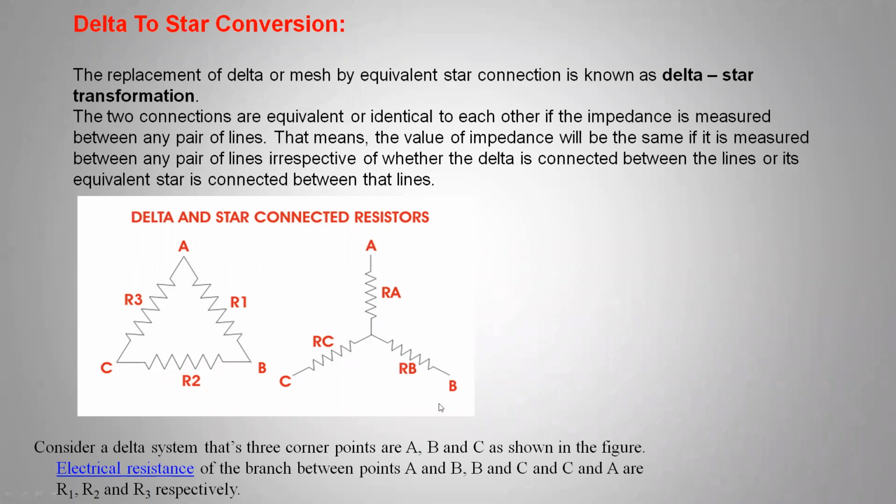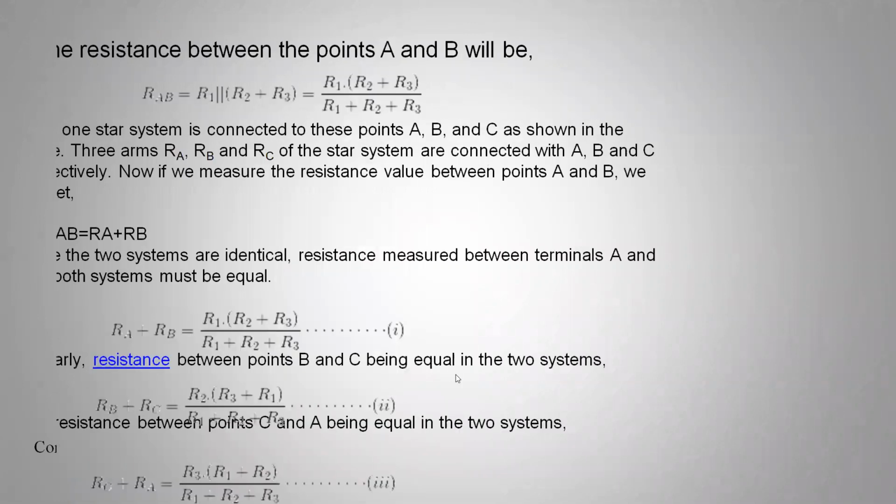So A and B are connected in series, so RA plus RB. Then RAB is equal to RA plus RB. Since the two systems are identical, the resistance measured between terminals A and B in both systems must be equal. So the delta system is converted into the star system. The two systems are identical. Resistance measured between terminals A and B in both systems must be equal.